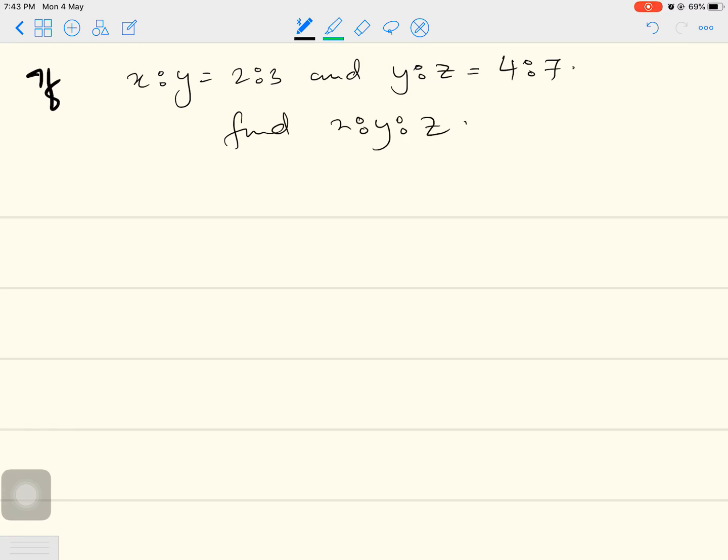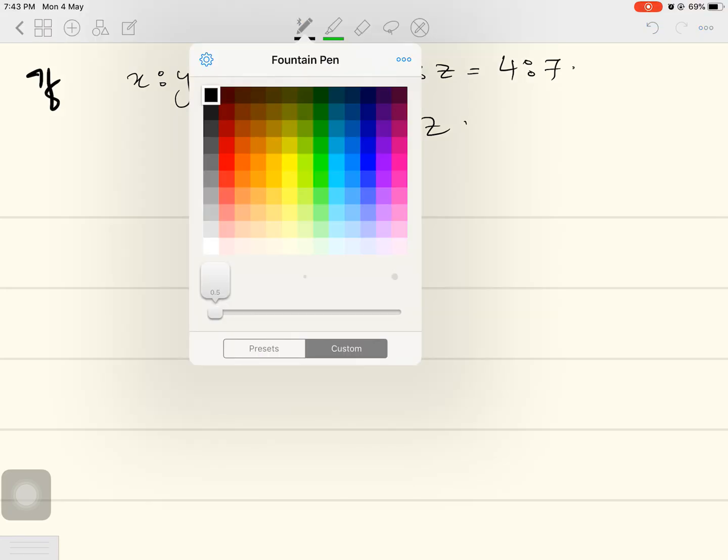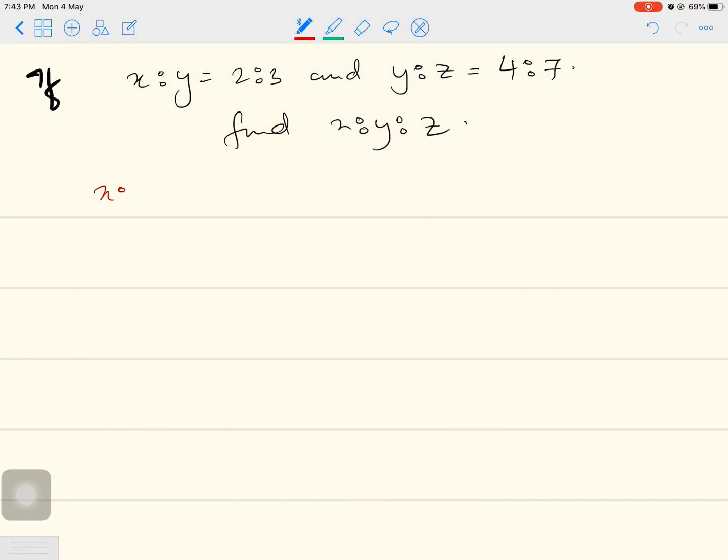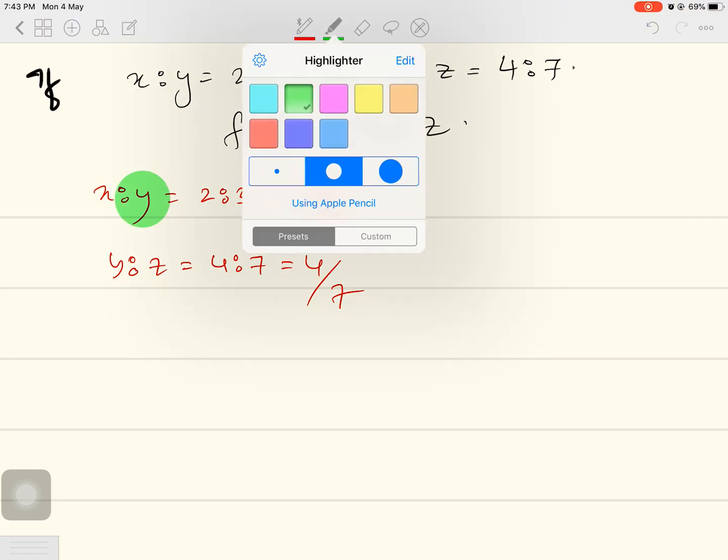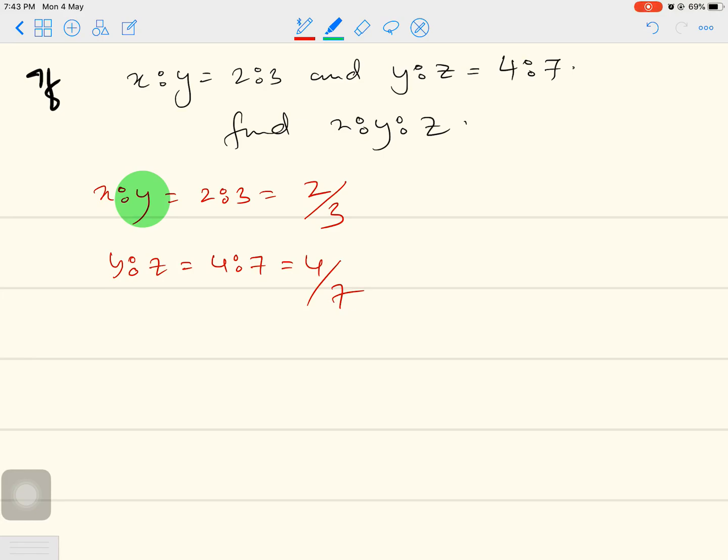How am I supposed to find x is to y is to z? Let's see. I have x is to y, that means 2:3, that would give me 2/3. Then I have y is to z given, that's 4:7, that is 4/7. Now the problem here is y there and y here. You have two y's. The value of the first y is 3, the value of the second y is 4. It's different.